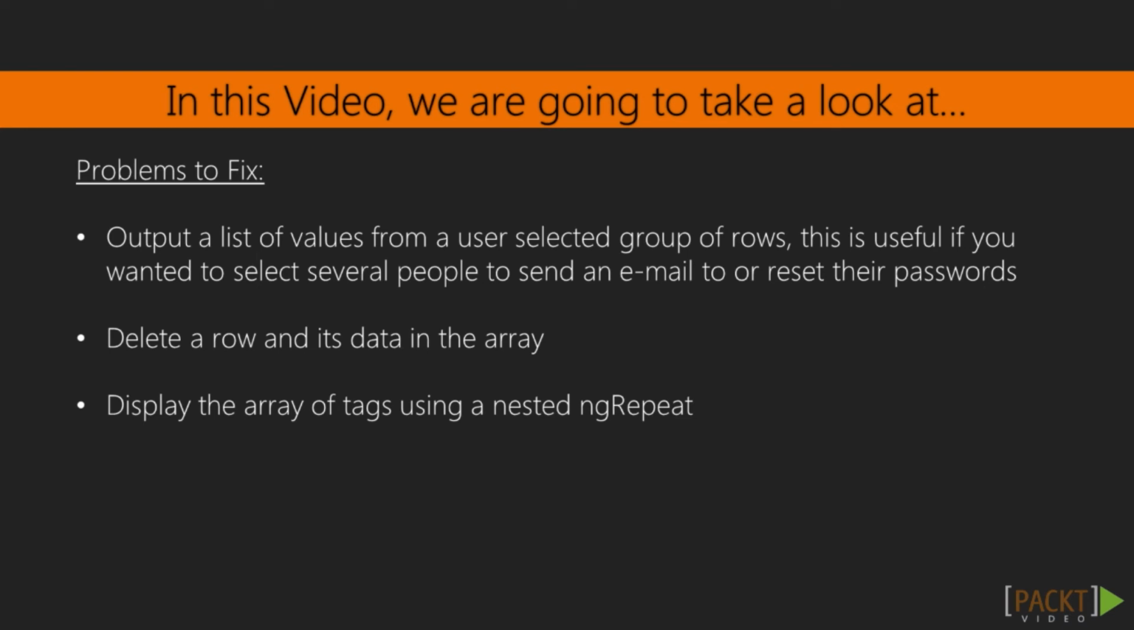3 problems we are going to solve here are 1. Outputting a list of values from a user's selected group of rows. This is useful if you want to select several people to send an email to or reset their passwords. 2. We're going to delete a row and its data in the array. 3. We're going to display the array of tags using a nested ng repeat that you may have noticed if you look through the reports.json file.